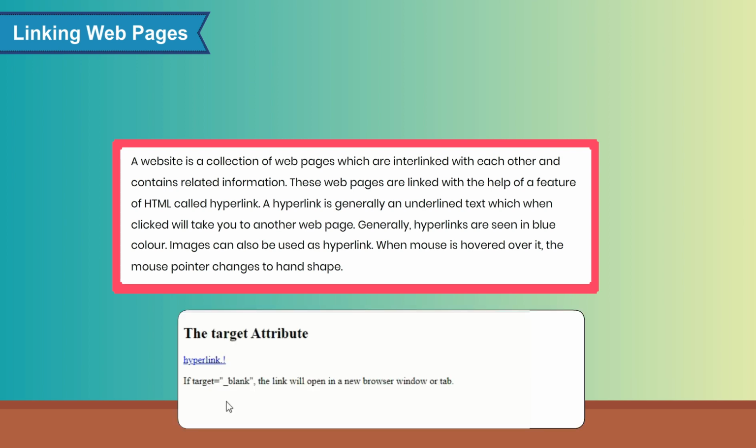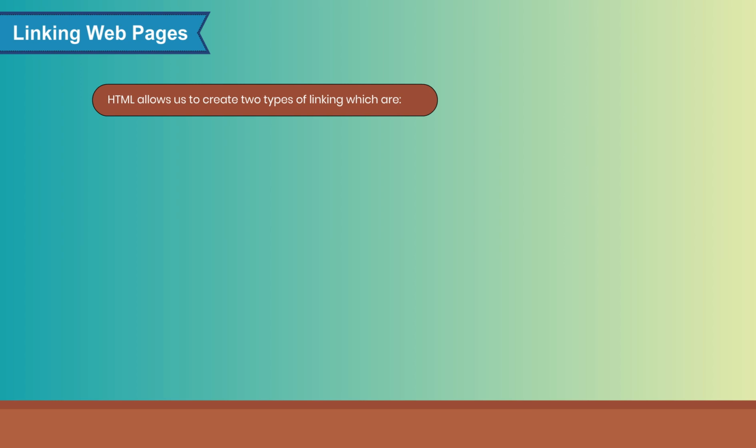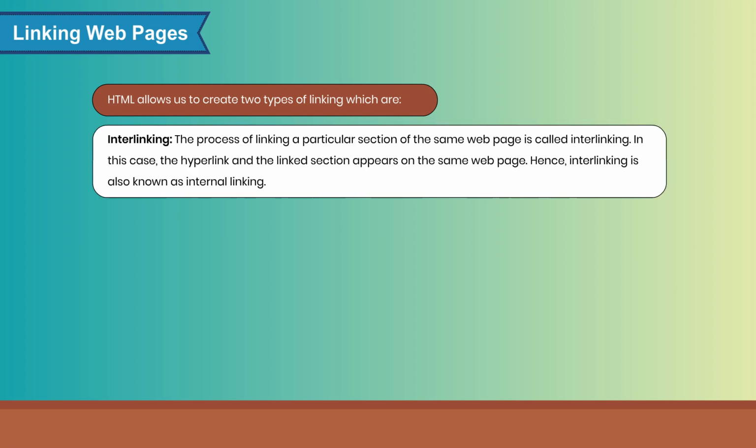Images can also be used as hyperlinks. When the mouse is hovered over it, the mouse pointer changes to a hand shape. HTML allows us to create two types of linking. Interlinking: the process of linking to a particular section of the same web page is called interlinking. In this case, the hyperlink and the linked section appear on the same web page. Hence, interlinking is also known as internal linking.